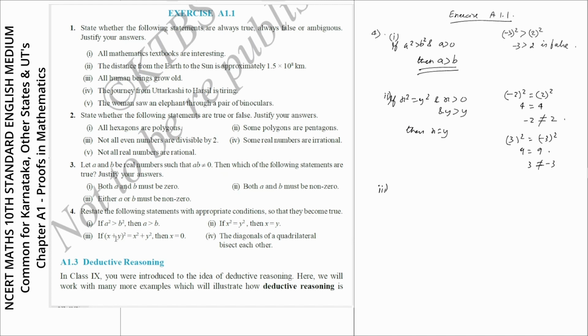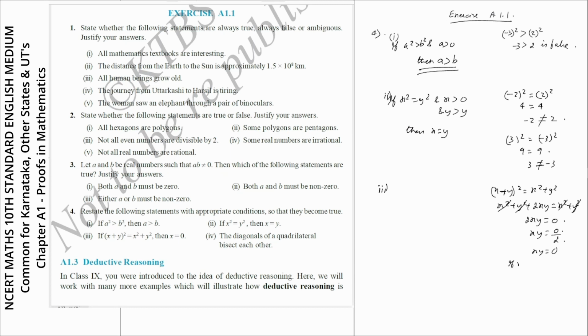Sub question 3. If x plus y the whole square is equal to x square plus y square, then x is equal to 0. Here it is given that x plus y the whole square is equal to x square plus y square. If we expand x plus y the whole square, it becomes x square plus y square plus 2xy, which is equal to x square plus y square. Now the x square terms will get cancelled, and the y square terms also will get cancelled. So on the left hand side I will be left with 2xy equal to 0. Now if I bring 2 to the right hand side, it becomes 0 by 2. So xy is equal to 0 by 2, which is 0 only.